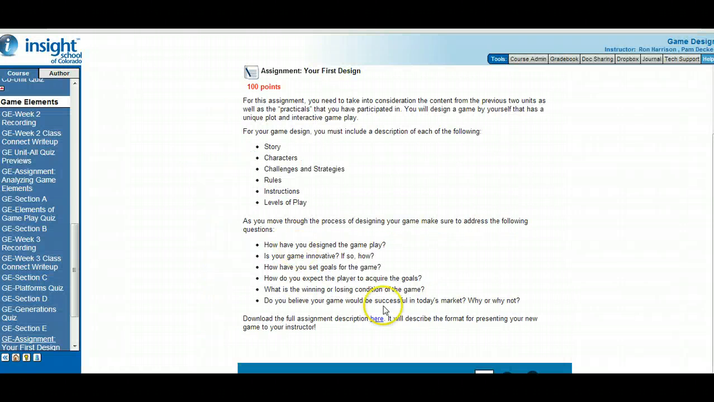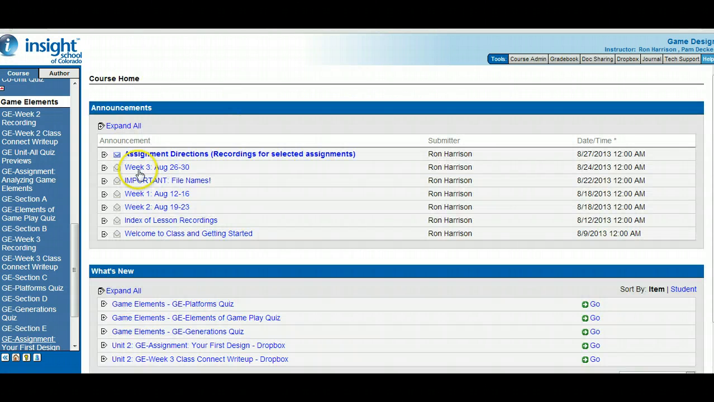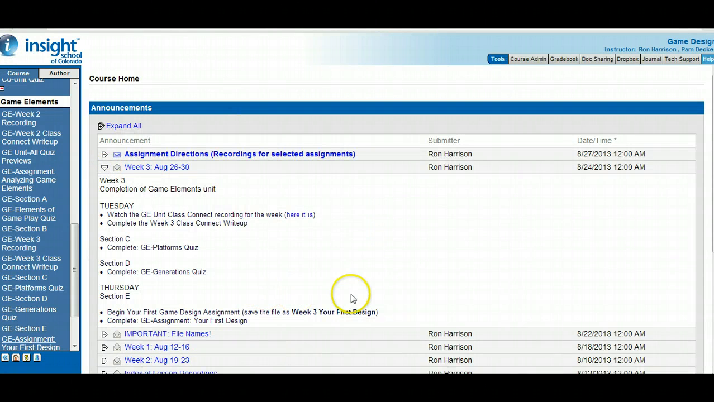So I'm going to go back to the course, and here we are, week three. And when you work on that assignment, save it as week three, your first design. That way, you'll know exactly what that assignment is if you ever have to find it on your computer again.